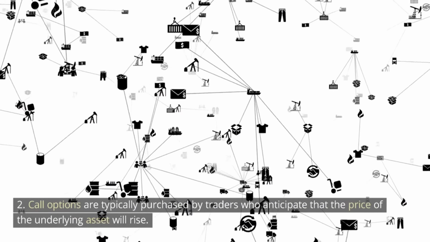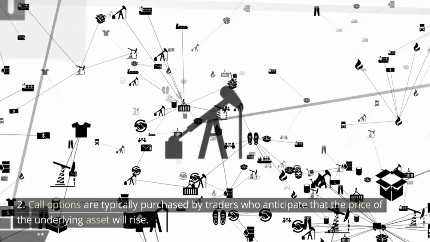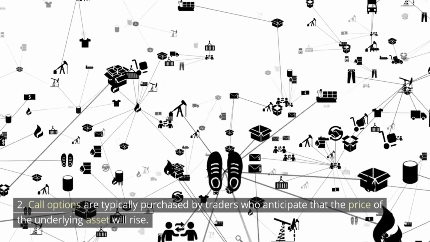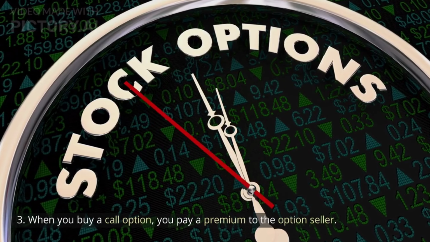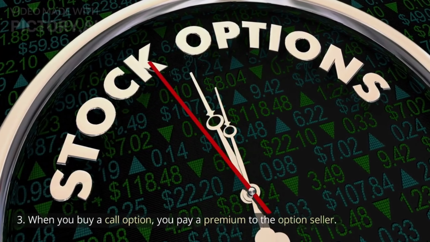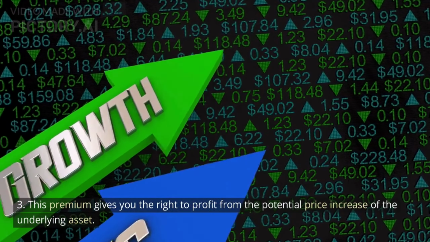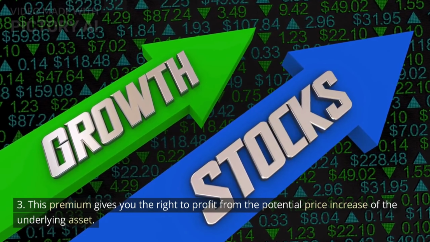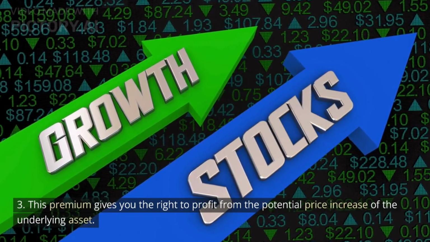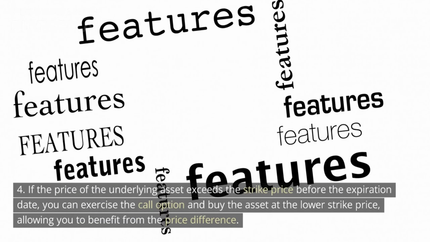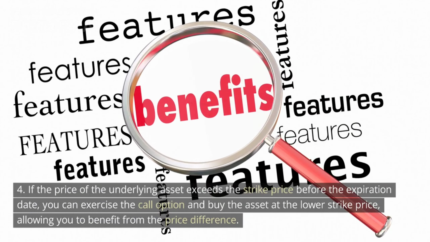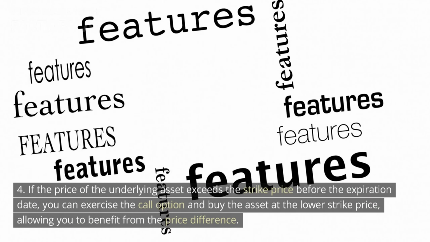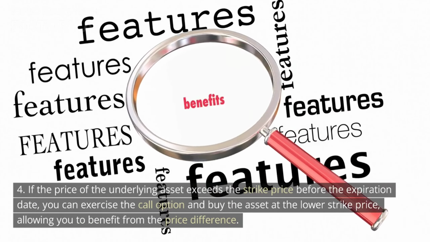2. Call options are typically purchased by traders who anticipate that the price of the underlying asset will rise. 3. When you buy a call option, you pay a premium to the option seller. This premium gives you the right to profit from the potential price increase of the underlying asset. 4. If the price of the underlying asset exceeds the strike price before the expiration date, you can exercise the call option and buy the asset at the lower strike price, allowing you to benefit from the price difference.